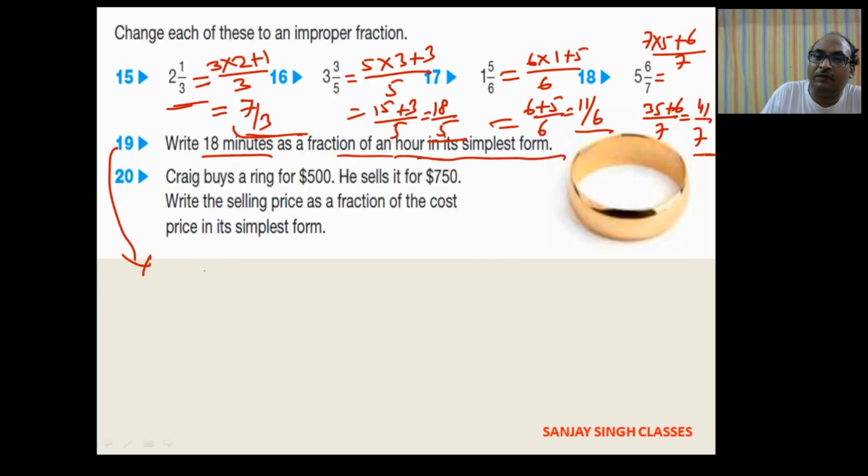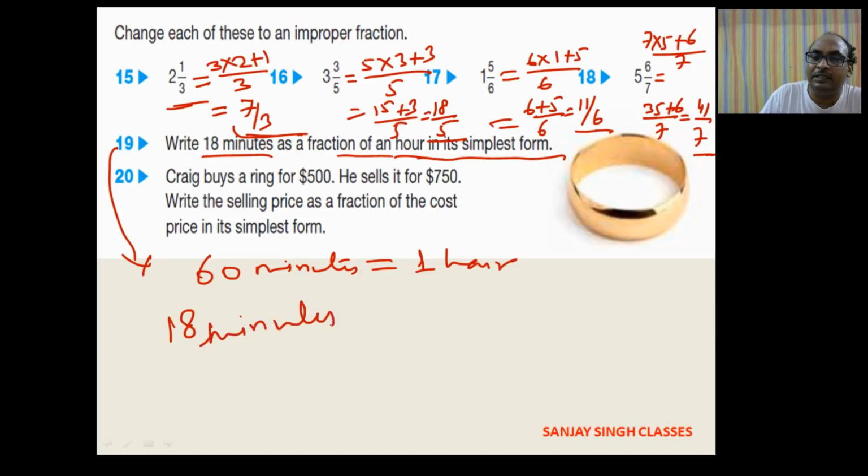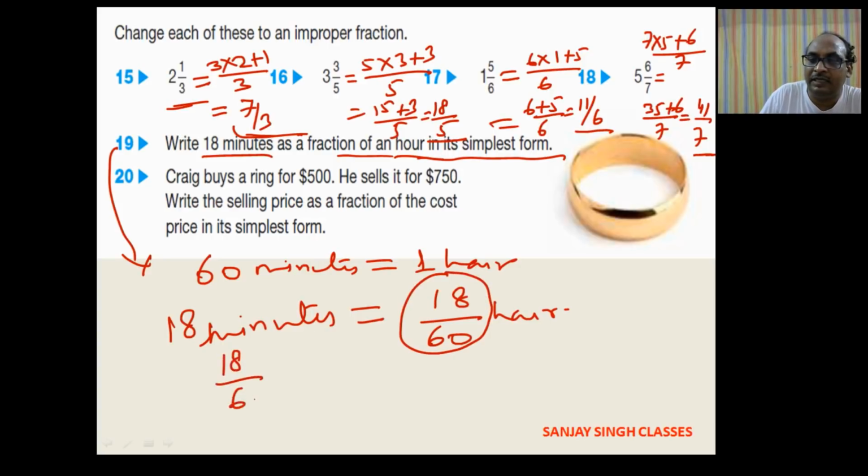So we all are aware that 60 minutes is equal to 1 hour. So if we are given 18 minutes and we need to convert it into hours, 18 minutes will be equal to 18 by 60 hour. So now it is in the form of a fraction. This 18 by 60 is in the form of a fraction. We need to simplify it.